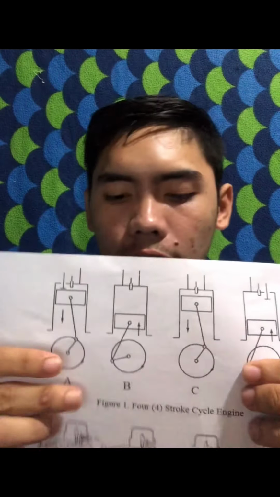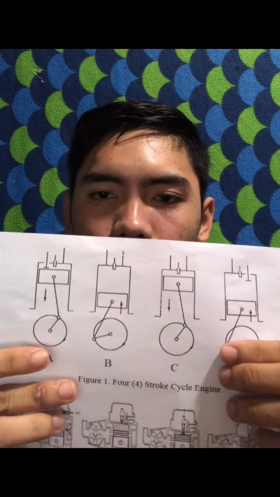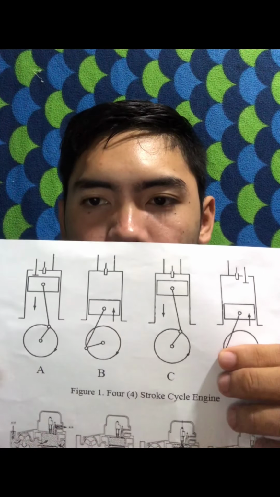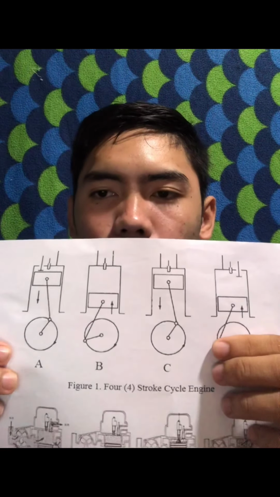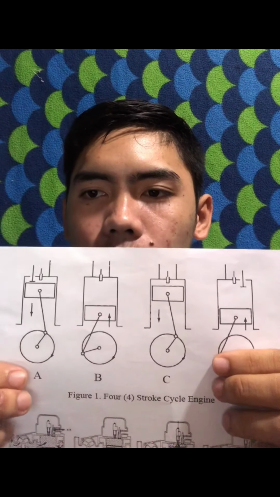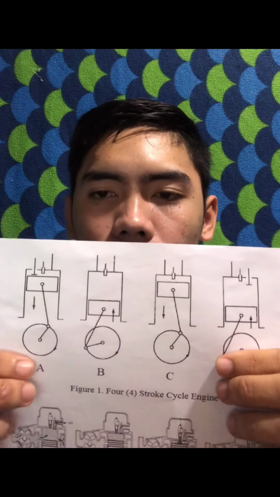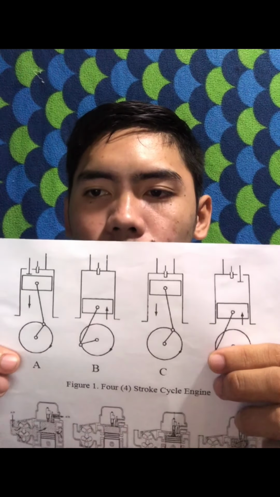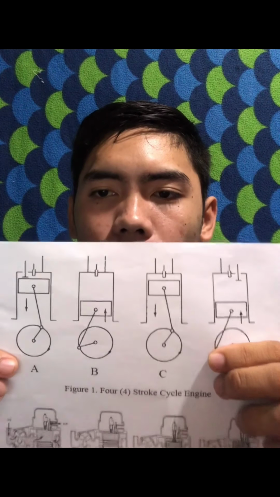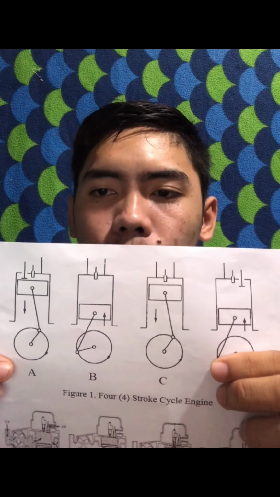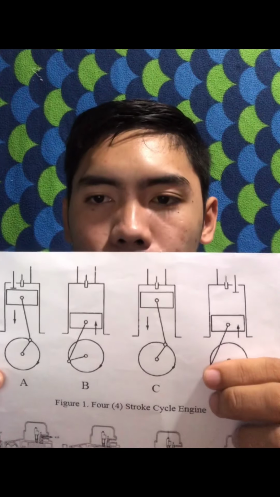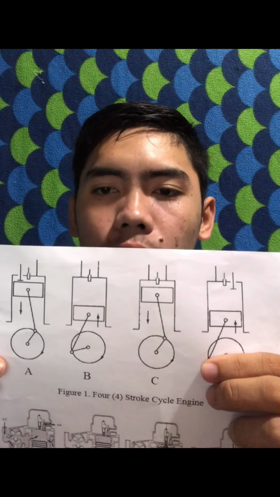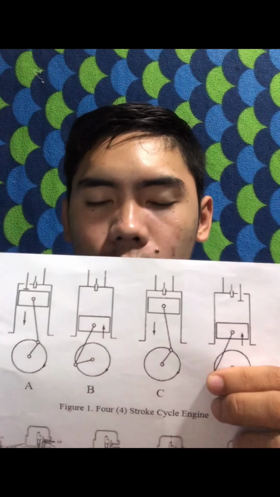Now, B refers to compression. This stroke begins at bottom dead center, just at the end of the suction stroke, and ends at top dead center. In this stroke, the piston compresses the air fuel mixture in preparation for ignition. Both the intake and exhaust valve are closed during this stage.